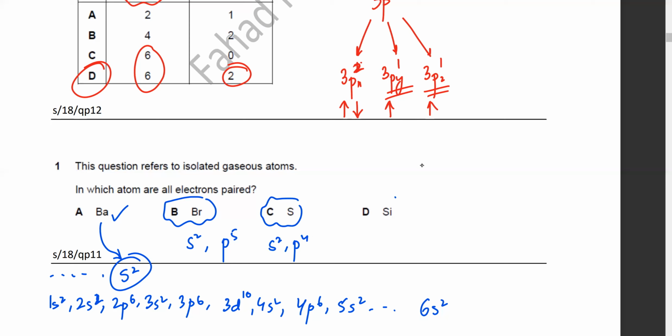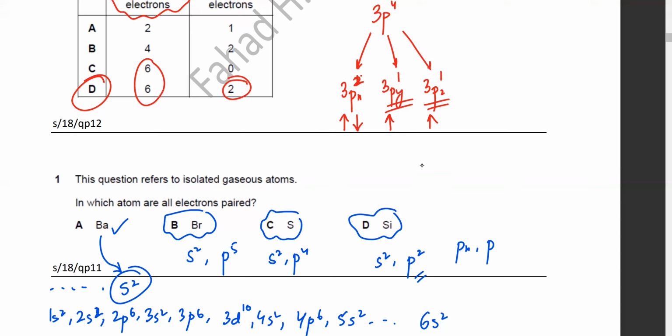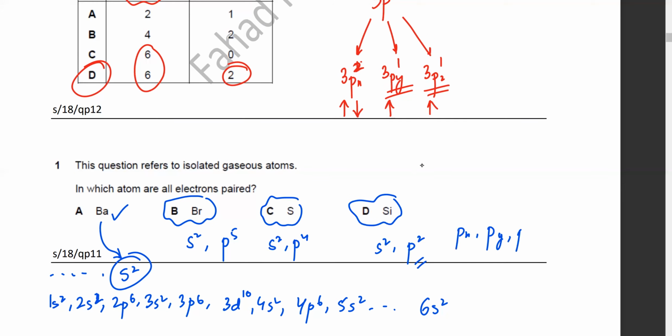And the same goes for silicon. That's in group 4, and that would be S2 and P2. So the P subshell is not going to be paired. There would be 3 P orbitals, and there's going to be 1 electron, 1 electron, 0 electron. So there would be just 2 electrons in the P subshell.